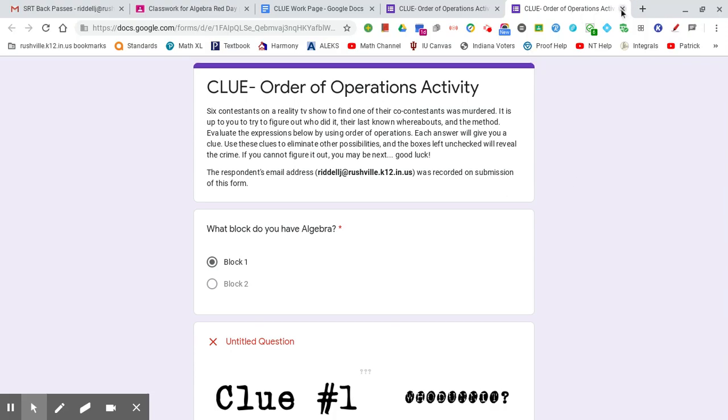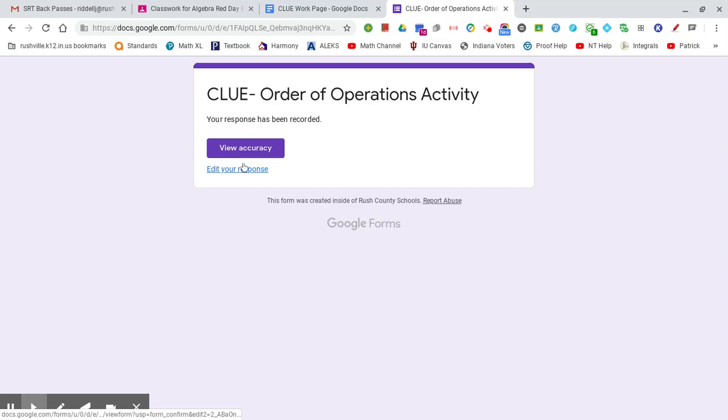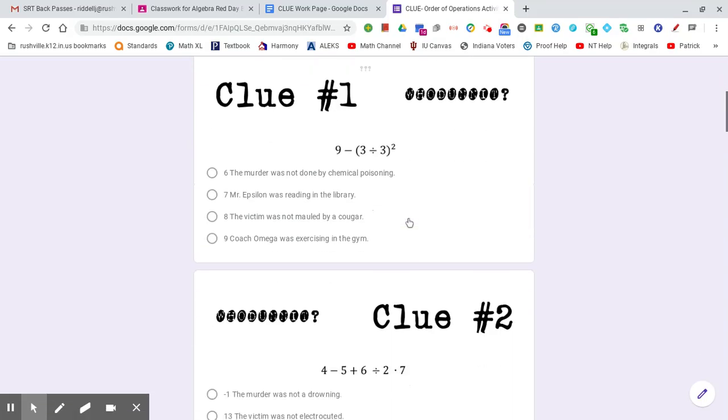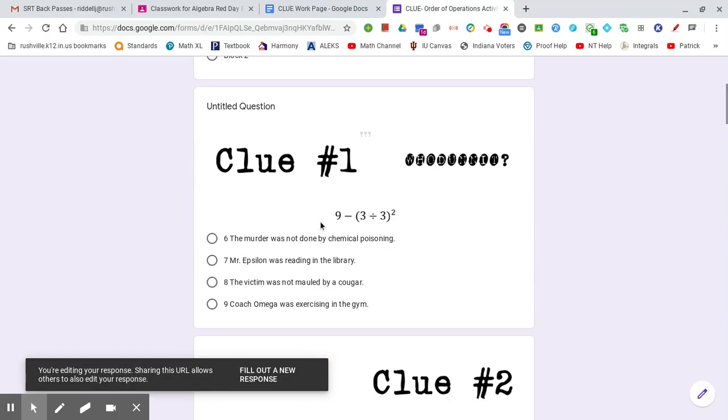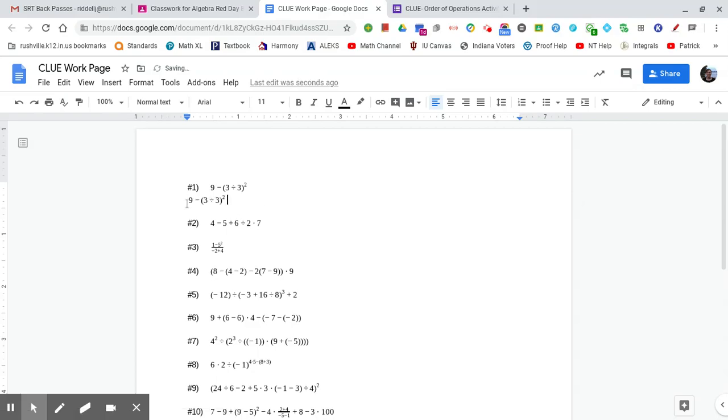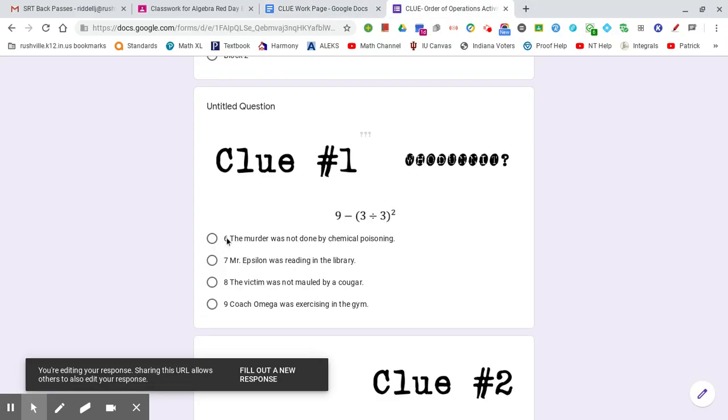Then you can close off of that tab. And then right here, it says view accuracy, or you can edit your response. So I'll edit my response, and then I would go to another question. All right, so I would go, for example, to question number 1. I'd go back to my work page. I'd copy the expression, and then I'd go through and I'd figure out what I'm going to do first here to evaluate. Copy and keep going until I get an answer, and I know the answer either has to be 6, 7, 8, or 9.